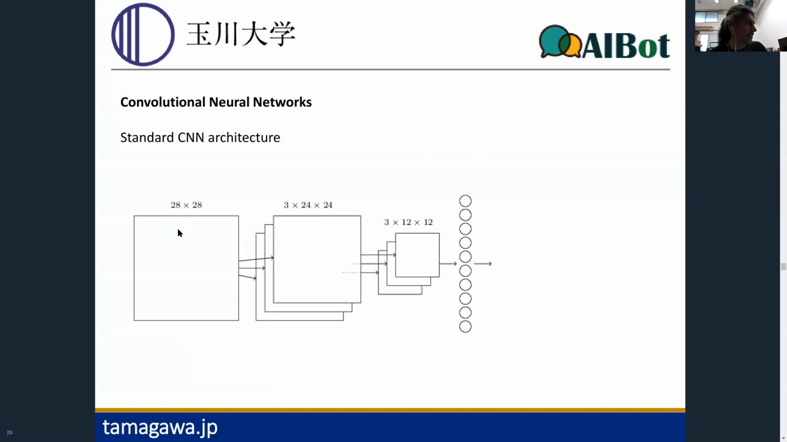So this is the input image. From the input image, we divide it into a series of 2D filters.